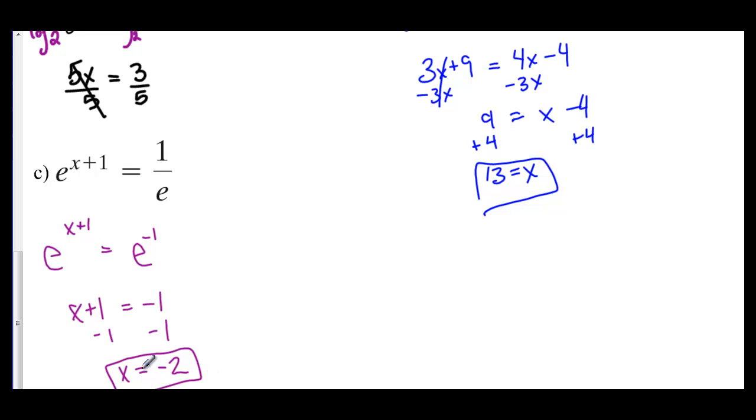And again, we can double check that the exact same way by plugging in a negative 2 here. So e to the negative 2 plus 1, or e to the negative 1, equals 1 over e, which is the same as e to the negative 1.